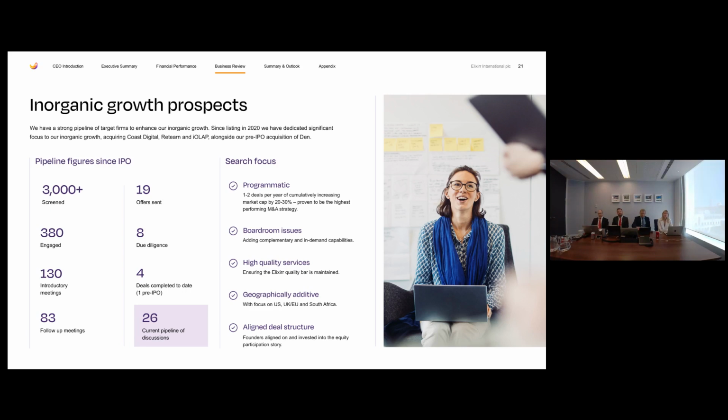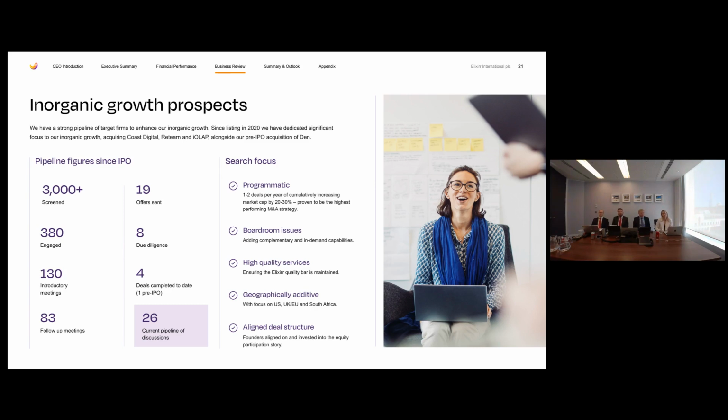You can see that we've got to due diligence with 8, and we've done 4 deals in total, 3 since IPO. I think importantly, the difference between those two is that we could have done 8, but we pull out of due diligence if we don't like what we see and it doesn't align to what we are as a business. What does that mean?